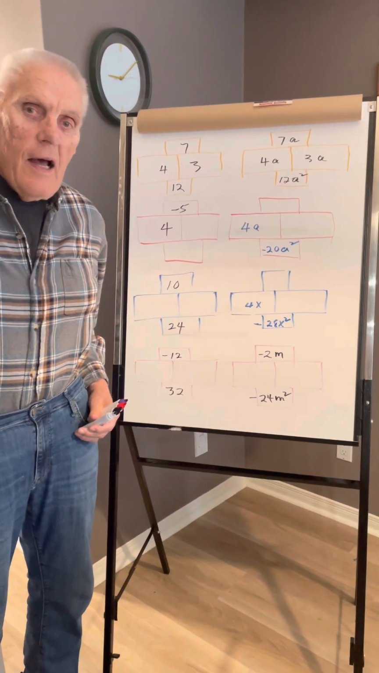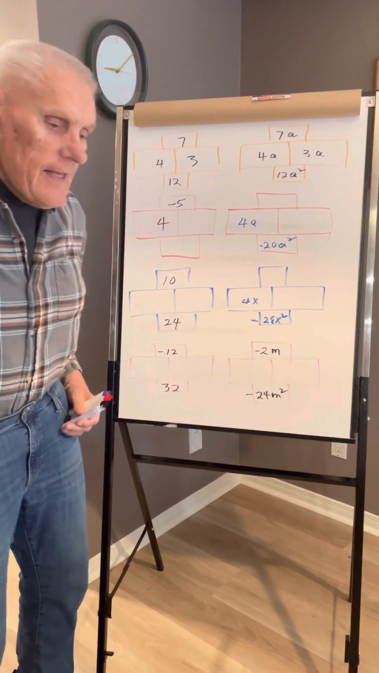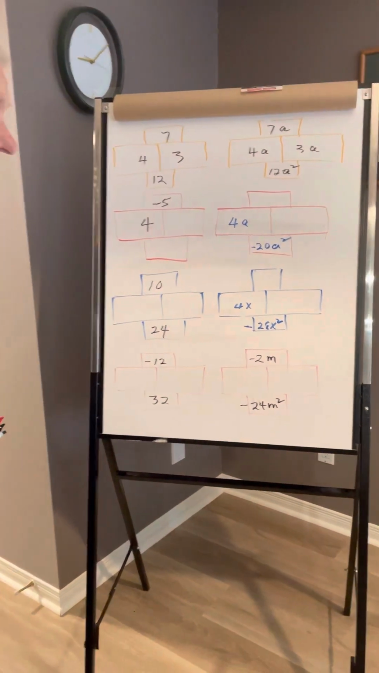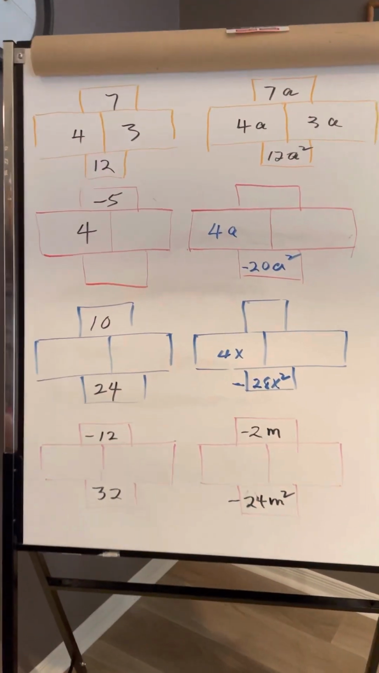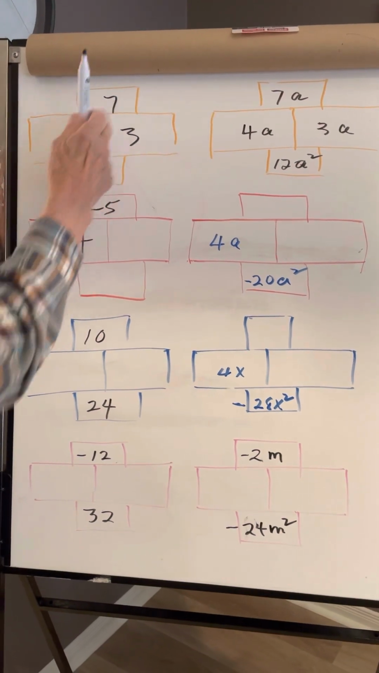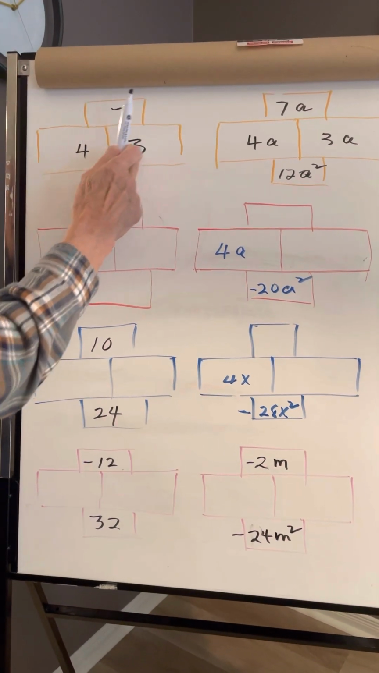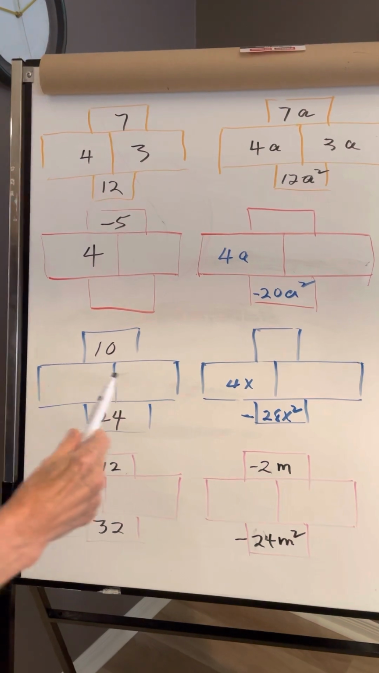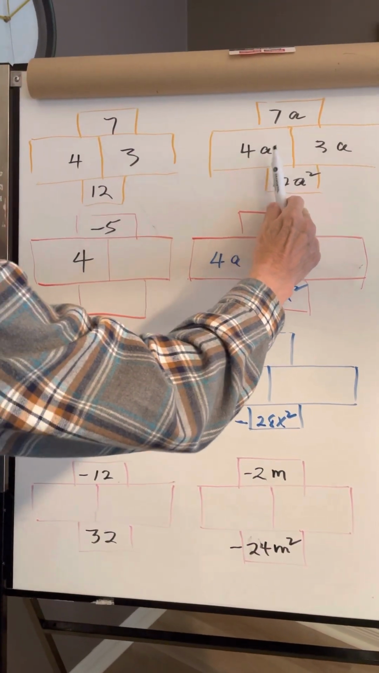Practicing the 4 times table. Now let's have a look at the 4 times table over here. The first one has been done for you. If you look at it carefully, 4 and 3 add to 7, and 4 times 3 is 12. I'm modifying it by putting in an algebra letter in here.